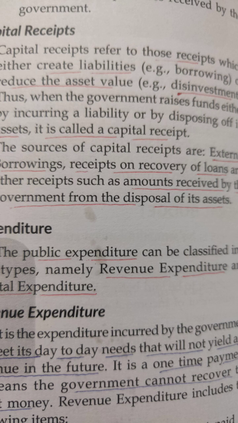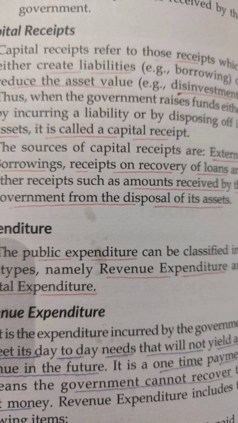Sources of capital receipts. There are 3 main ways the government earns money as capital receipts. Borrowing, creating liabilities. The government borrows money from various sources, which it promises to return with interest. Borrowing creates a liability because the government has to pay this money back.